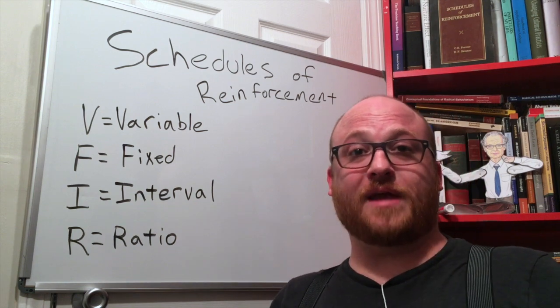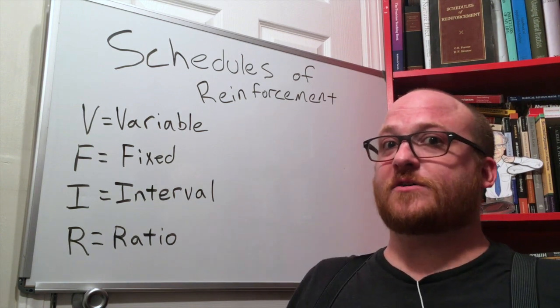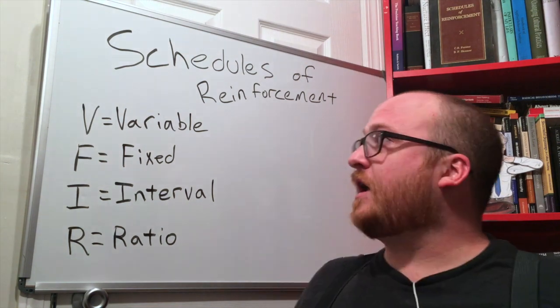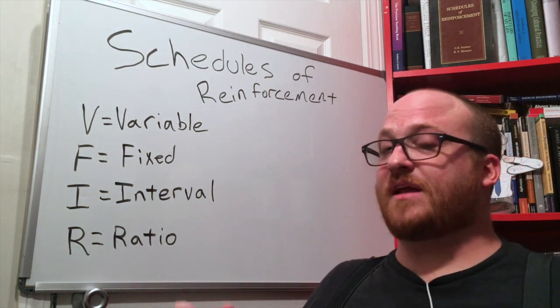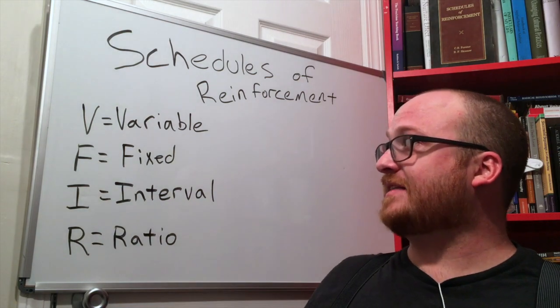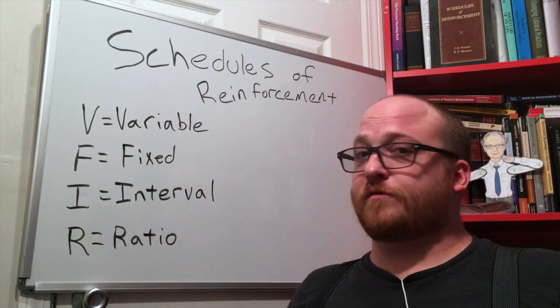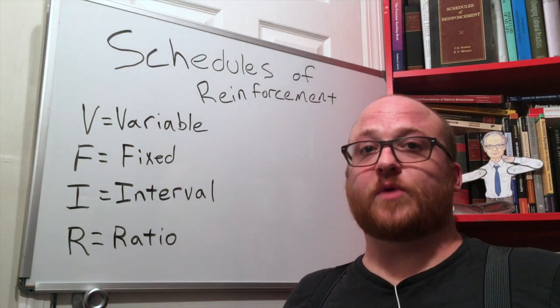Hi, it's Mike with BehavioralComedy, and today we're going to be talking about schedules of reinforcement. Just to get a few terms out there, if I mention a V, it means variable. If I say F, that means fixed. If I say I, that means interval. And if I say R, that means ratio.